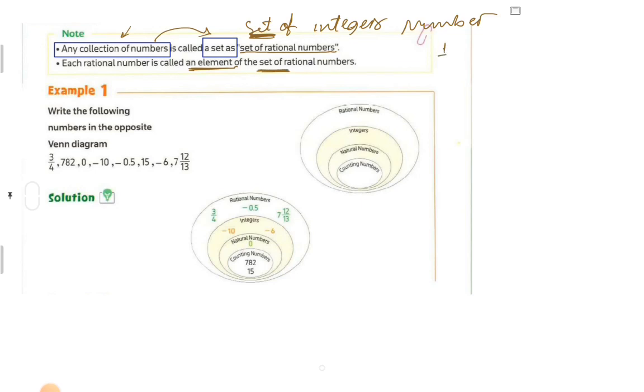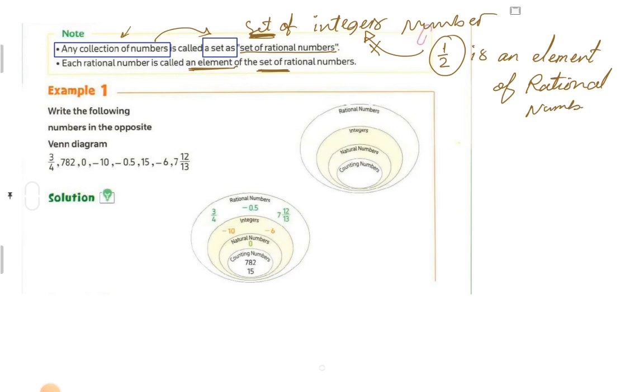Like 1/2, it's a fraction. Is it an integer? No, a fraction is not an integer. A fraction is a rational number, right? So one half is an element of rational numbers, or an element of the set of rational numbers.